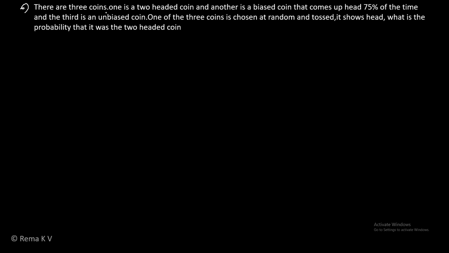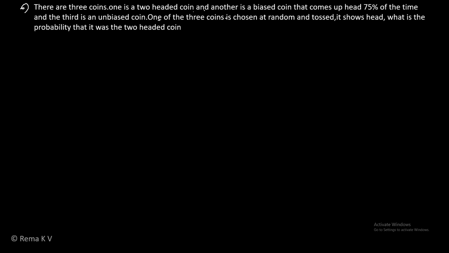See, now there are 3 coins. One is a two-headed coin and another is a biased coin that comes up head 75% of the time. And the third is an unbiased coin. One of the 3 coins is chosen at random and tossed. It shows head.